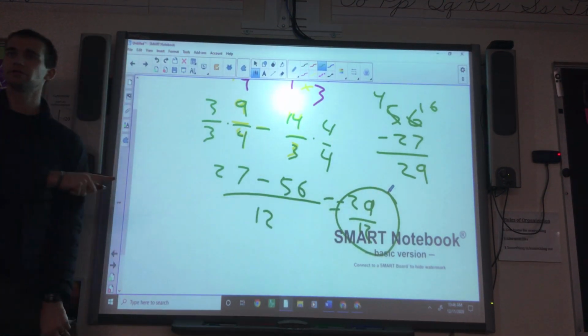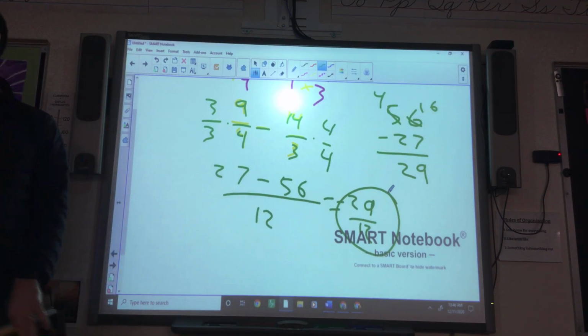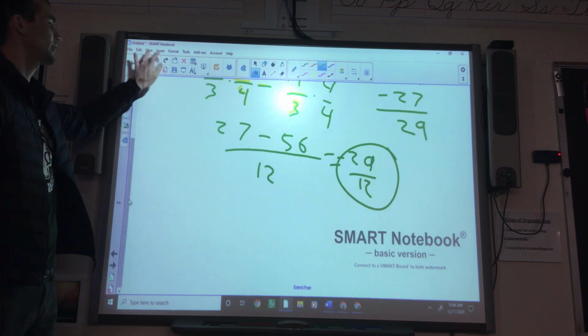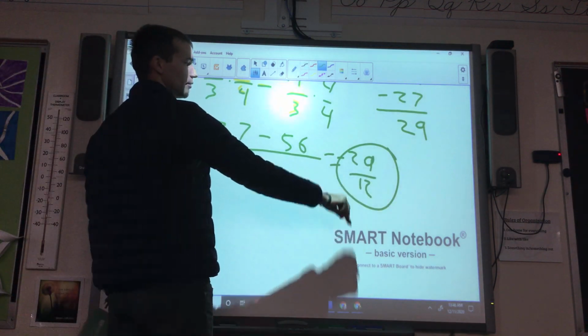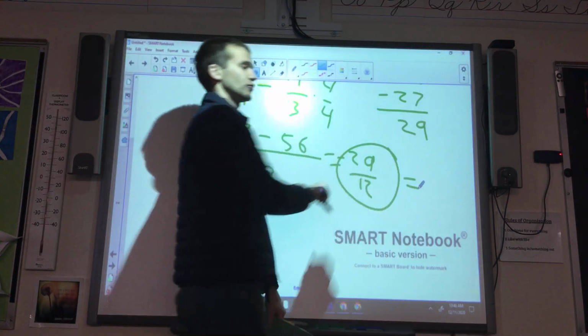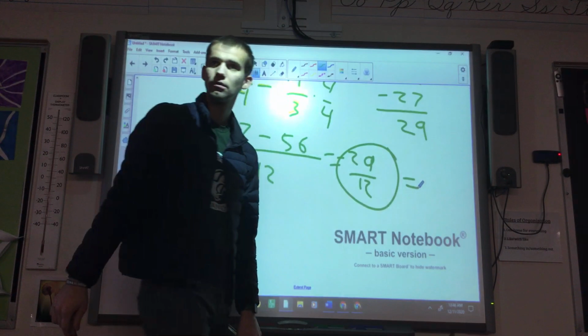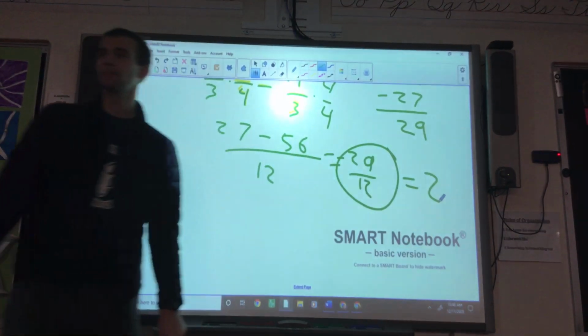Final answer? And simplify it. I have to simplify it how? Mixed number, so 12 goes into 29 2 times, and how much left over?